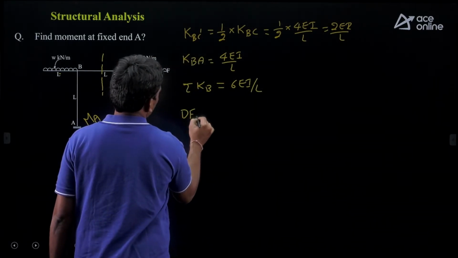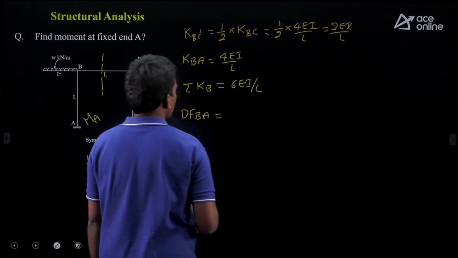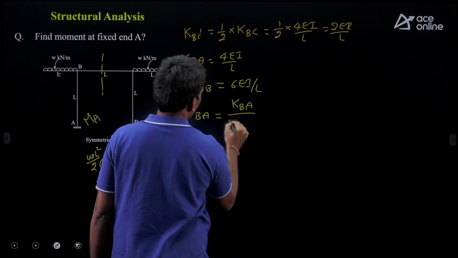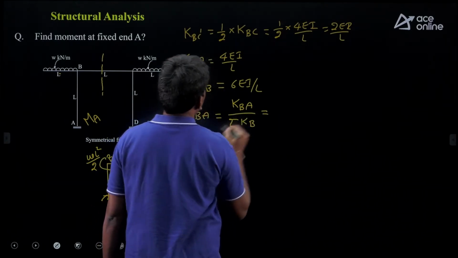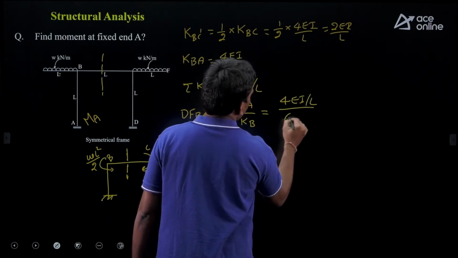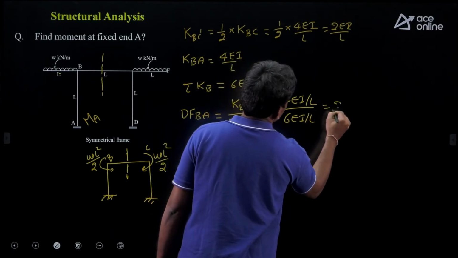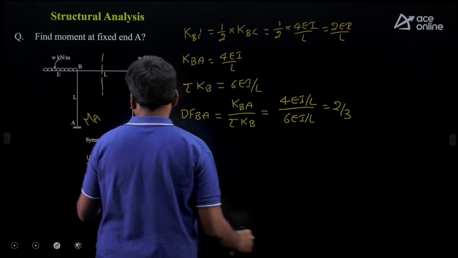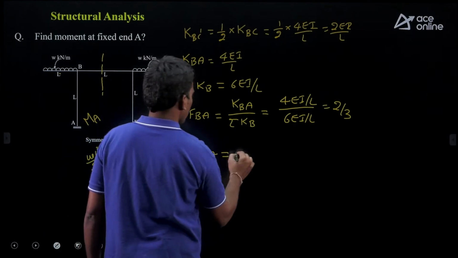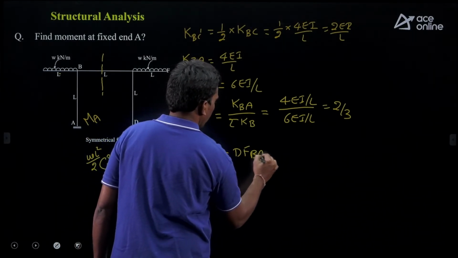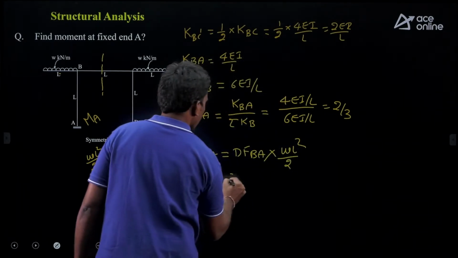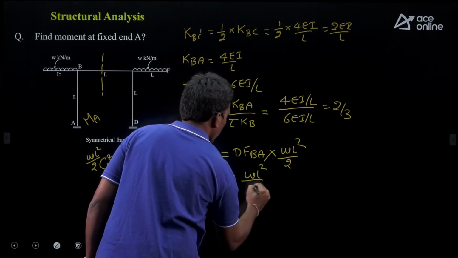Now can you find the distribution factor for member BA? The distribution factor for member BA is the stiffness of member BA over the total stiffness at joint B. So it is 4EI by L, total is 6EI by L, so this is 2 by 3. Now the moment for member BA equals the distribution factor for BA times the moment at B given here, WL square by 2. Then this is WL square by 3.